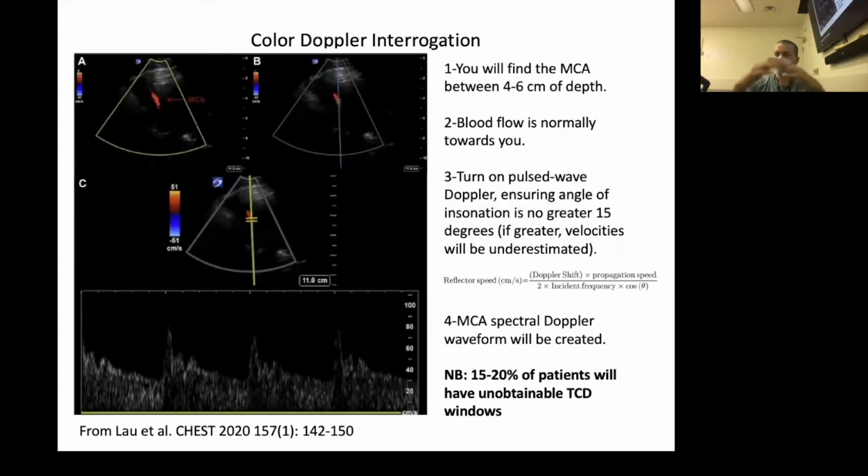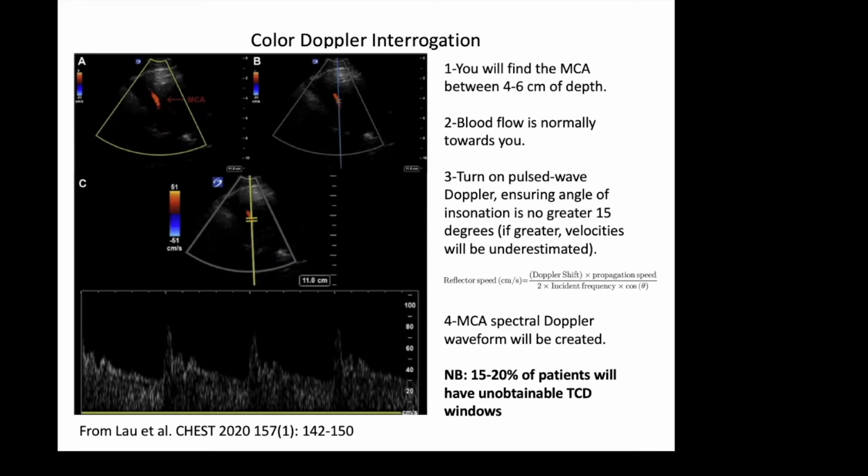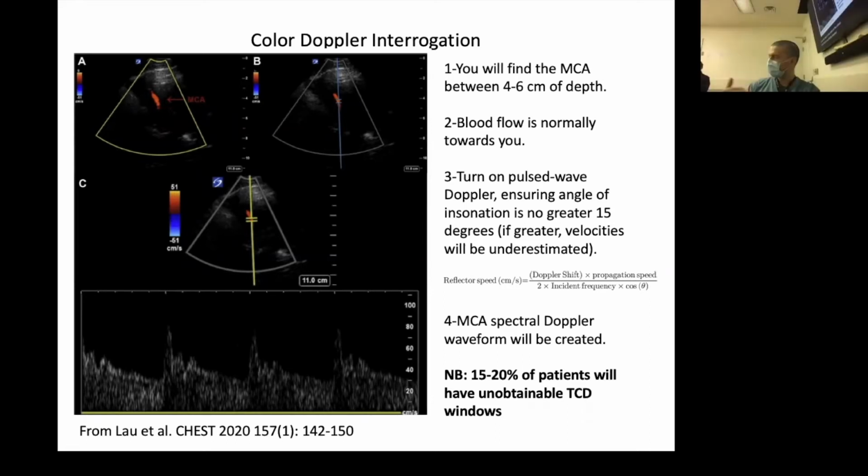Then what you have to do is you turn your color on, okay? But you're going to get lots of color and signal everywhere, and you're going to get all kinds of aliasing. The thing that I think about first before I think about color is at what depth am I going, and what depth am I seeing the color? Because the MCA is very reliably between 4 to 6 centimeters ipsilateral depth, okay? So very reliable. And it really should be pointing straight up at your probe.